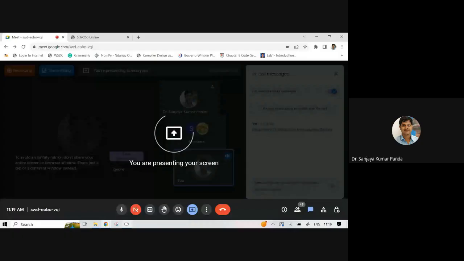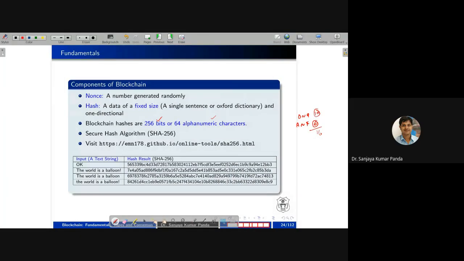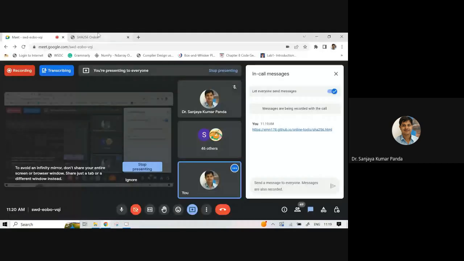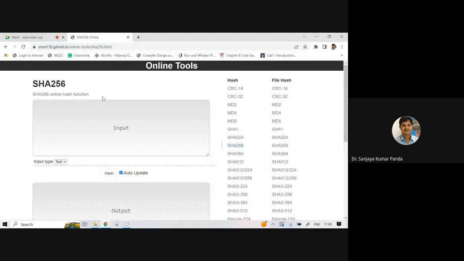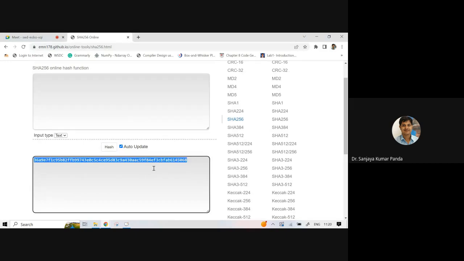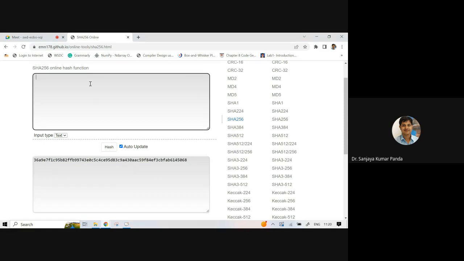Yeah. So now see here, I have shared this link with you. You go to that link. This is a SHA 256 online tool. So here you can provide your input and you will get the hash value as an output. For example, you can see I am putting a space. I am getting a hash value of 64 hash digits. Or I'll write OK. If I write OK, then you are getting 5653 point something.